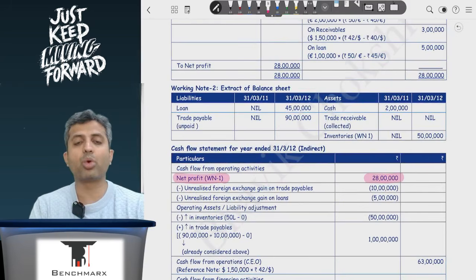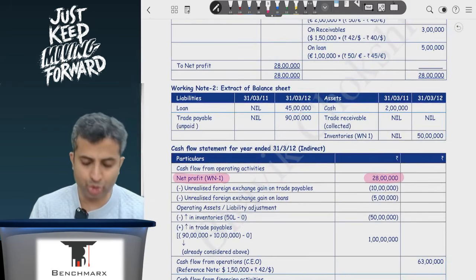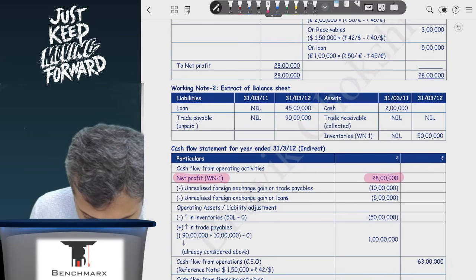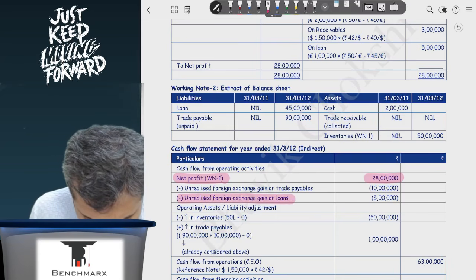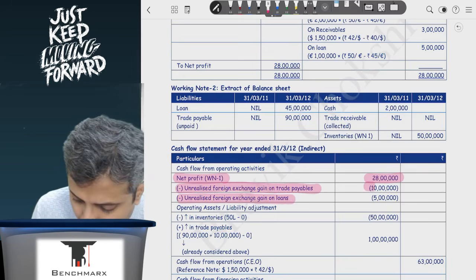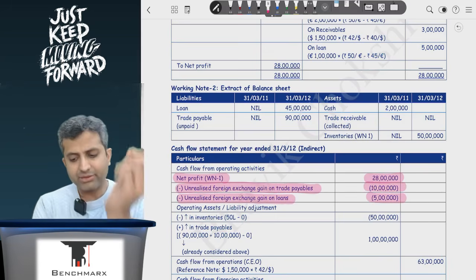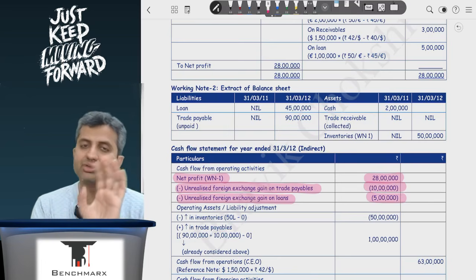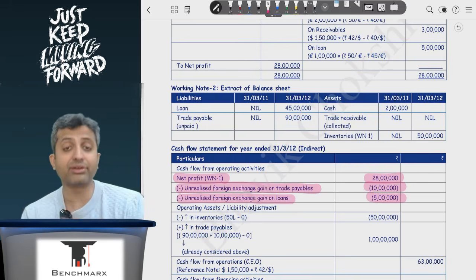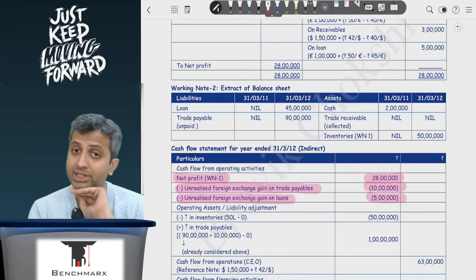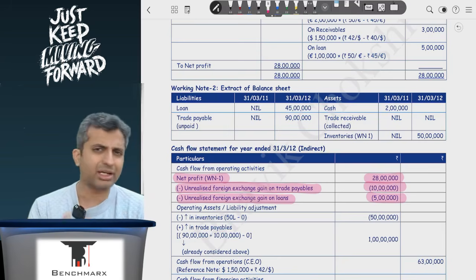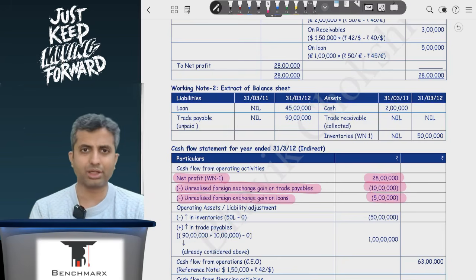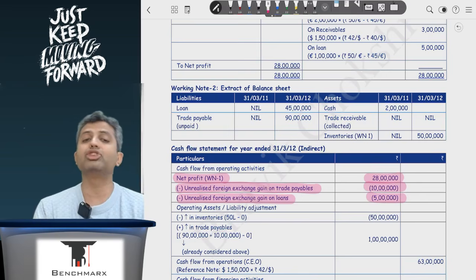Now from this, whatever is unrealized, you can remove. So your unrealized foreign exchange on loan will be removed, unrealized foreign exchange on trade payables will be removed. Both of these are removed. See, within this 3 lakhs is there, but 3 lakhs is realized and hence you don't need to remove it. It is linked to operations and it is also realized. It is linked to debtors, that is operations, and also realized. Now, other than that, there is no depreciation or anything over here. You will try to find the changes in working capital.